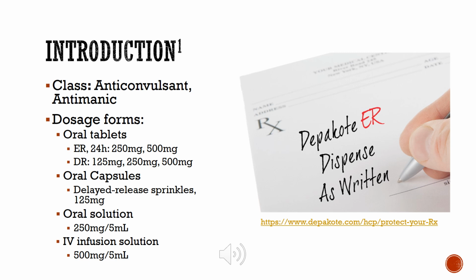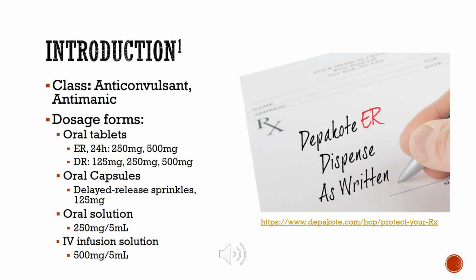The oral tablets come in ER and DR formulations. Extended release is a 24-hour tablet. It comes in 250 and 500 milligrams. The delayed release says it's a delayed release, but as soon as it's released, it becomes immediate release. So it will have a higher frequency throughout the day, usually twice a day. It comes in 125, 250, or 500 milligrams.